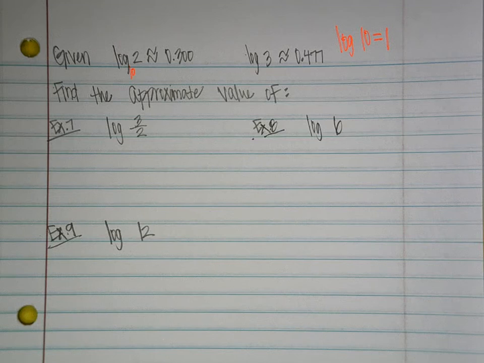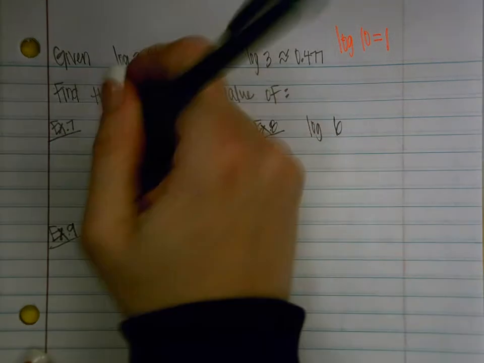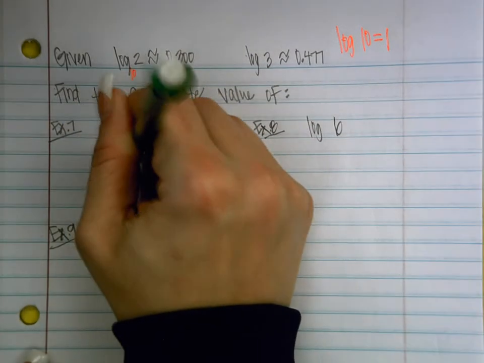Help me help you today, please. 3 over 2. How can you get 3 over 2 out of 2 and 3? What does the quotient rule tell you? Change it to subtraction. So log 3 minus log 2.